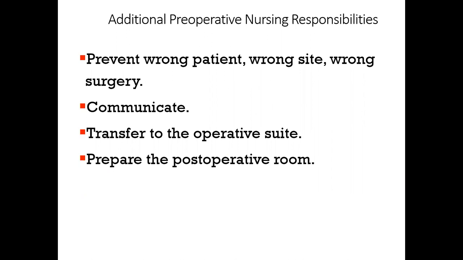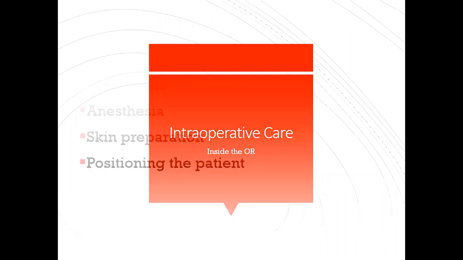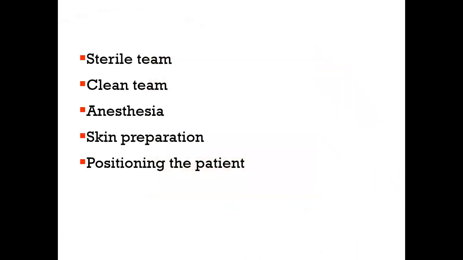You're going to transfer the patient down to the OR. And once the patient goes into the operating room, now they're going to be in the care of the intraoperative nurse. So this is going to be inside the OR. And we usually have a sterile team. So the sterile team is going to include a surgeon, a surgical assistant, and a scrub person.